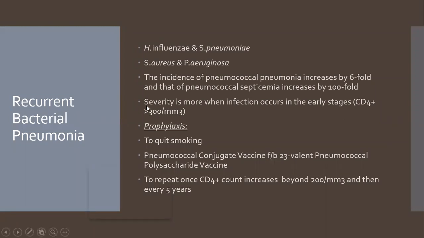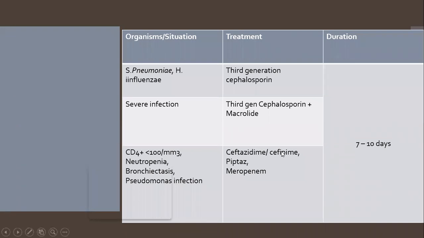It can occur when the CD4 is in the range of 250 to 300. I told you just now. How will you treat pneumonia? I won't read every point. What is important, I'll just mention. So based on the organism, you have to treat.